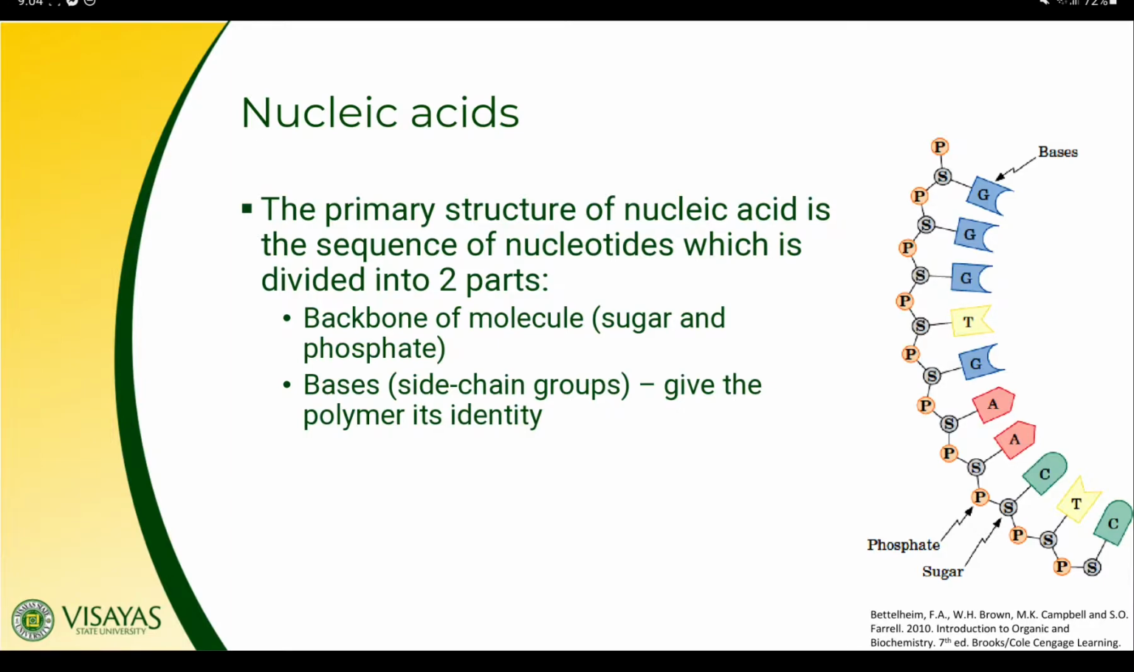So the primary structure of nucleic acid is just a sequence of the nucleotides. No? So this is divided in two parts. We have the backbone of the molecule. This P here stands for phosphate, S stands for sugar. So these are actually the backbone of our primary structure of nucleic acids, the phosphate and sugar groups. The bases, on the other hand, are considered side chain groups. And these bases here give the identity of that chain, of that polymer. No? So we have different side chain groups, or sequence of bases.